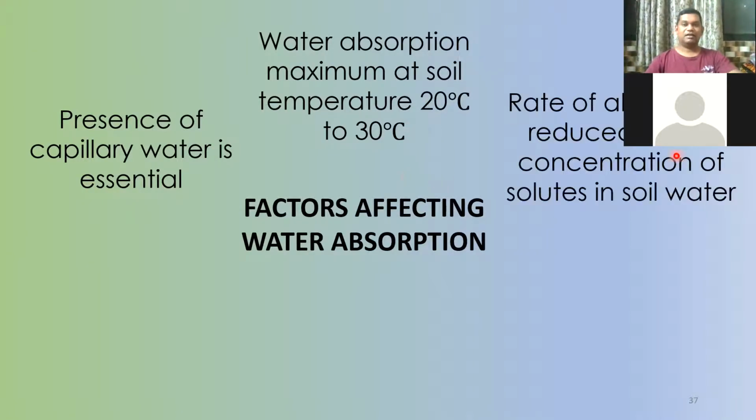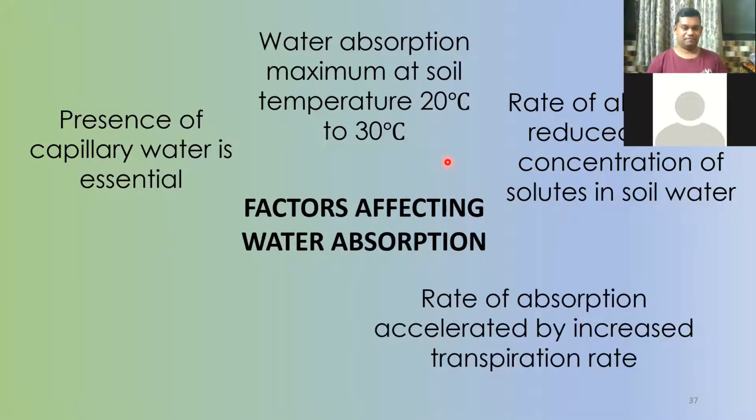Absorption of water will be reduced if there is high concentration of solutes in the water. So if the soil water is highly concentrated, if there are too many ions, molecules and substances dissolved in the soil water, then the rate of absorption is reduced. The more solutes dissolved, the less absorption. There has to be the presence of solutes in the soil, but up to a certain concentration. Otherwise, it will be hypertonic and absorption will be affected.